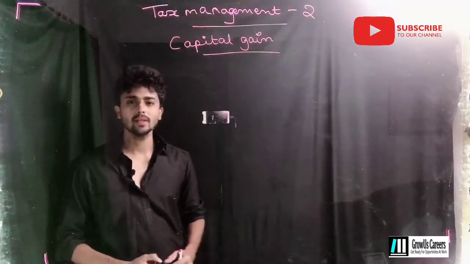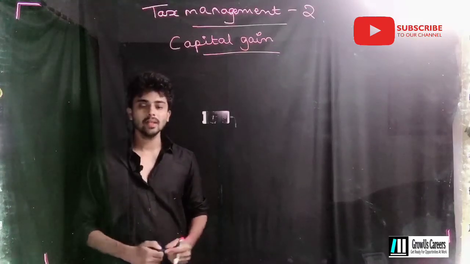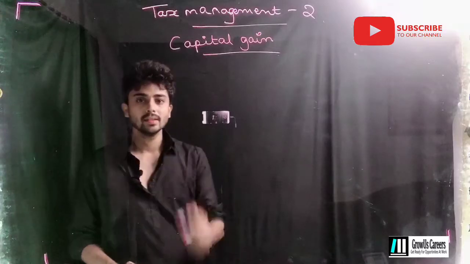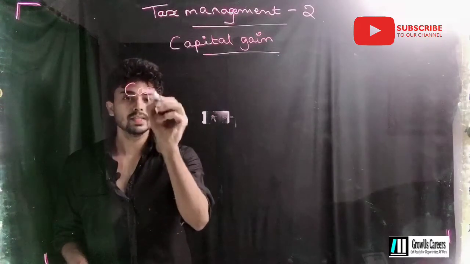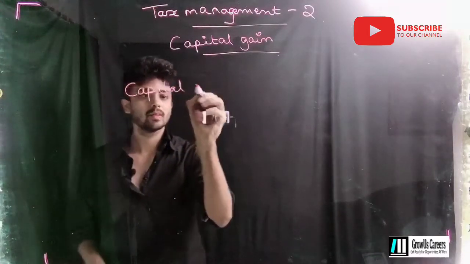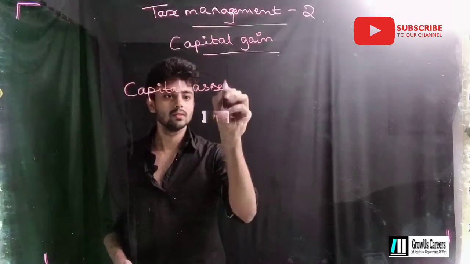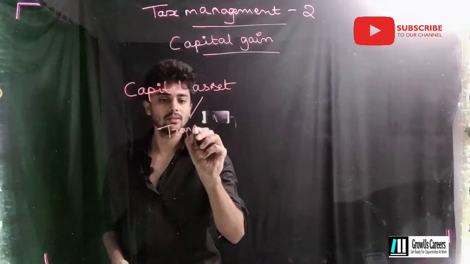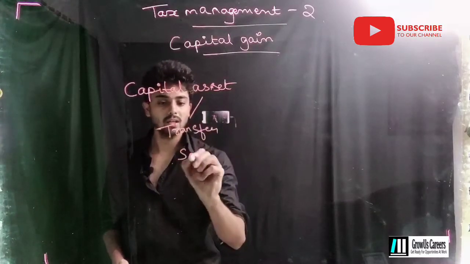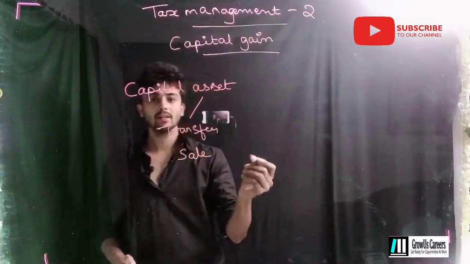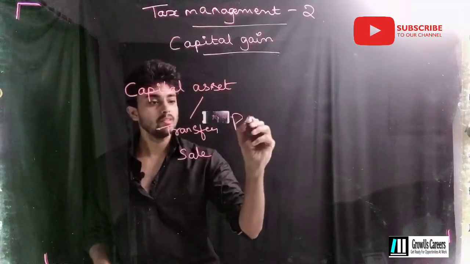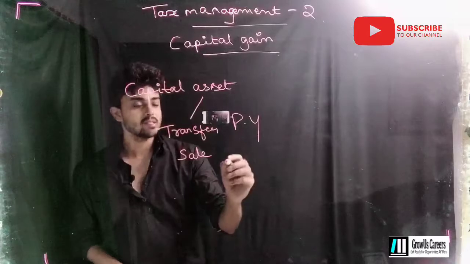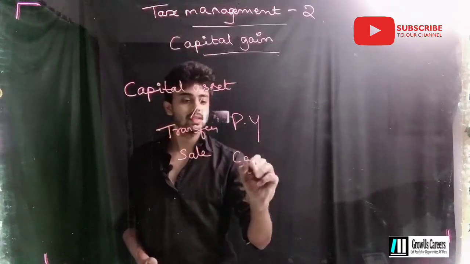So what is capital gain? Capital gain is nothing but the transfer or sale of any capital asset. Any transfer or sale of capital asset during the previous year is taxable under capital gain.